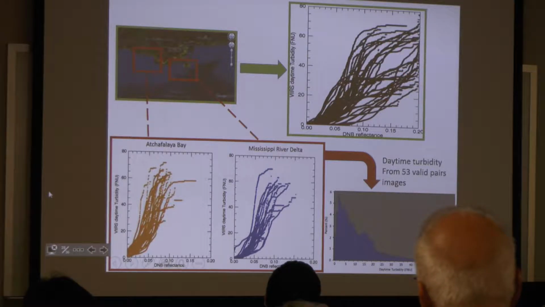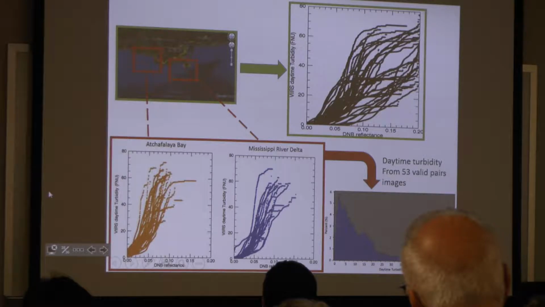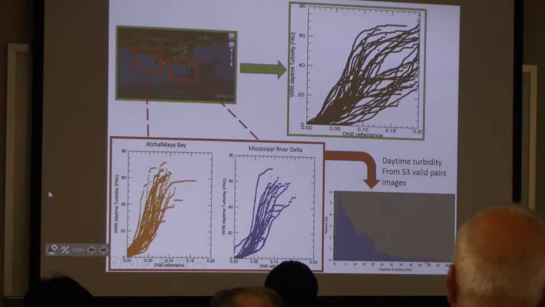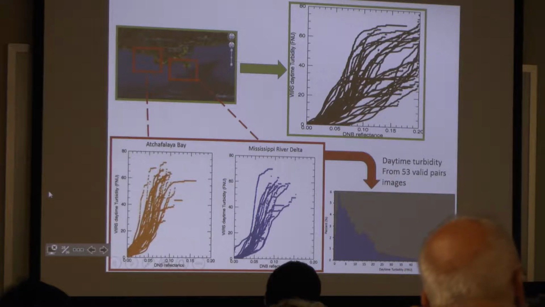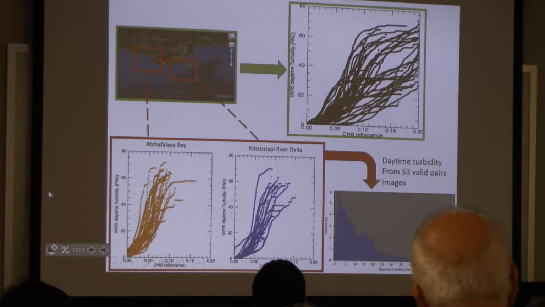Each black line represents 1 case. Therefore, the distribution is pretty unstable. Then I separate these cases into 2 different regions, Atchafalaya Bay and the Mississippi River Delta, and also remove some bad pixels with large satellite view angles. After that, the distribution of paired images in each region can be analyzed. This figure shows the data distribution of the daytime turbidity from 53 value pair images. The majority of values range from 0 to 20 FNU.